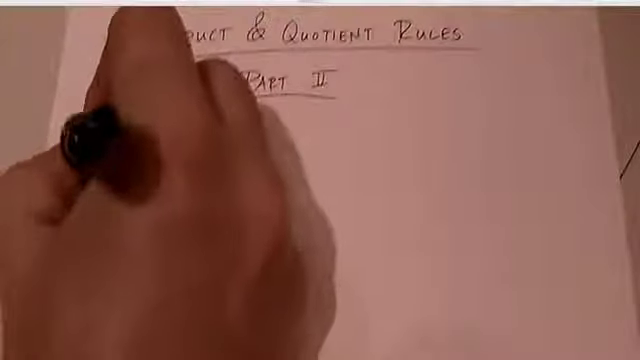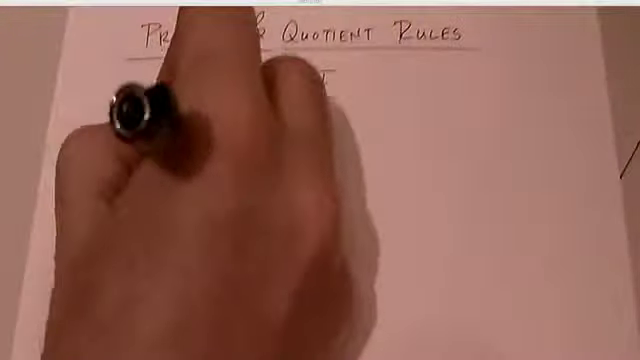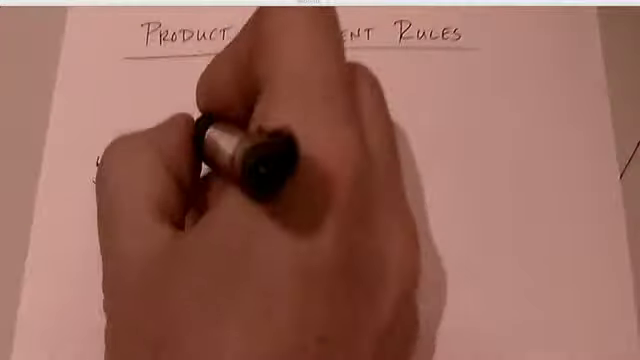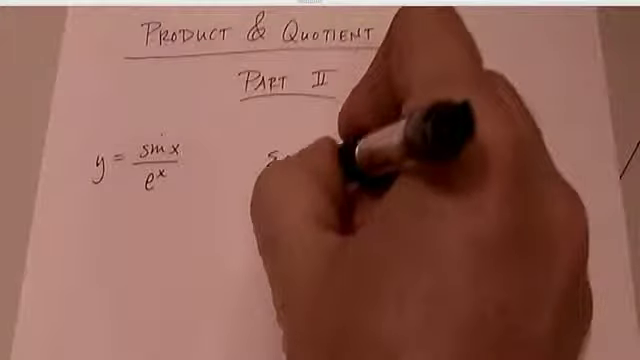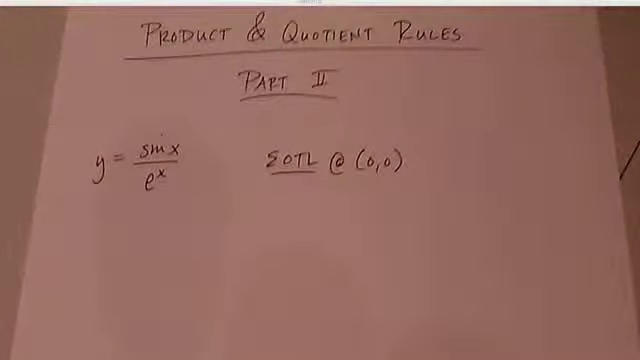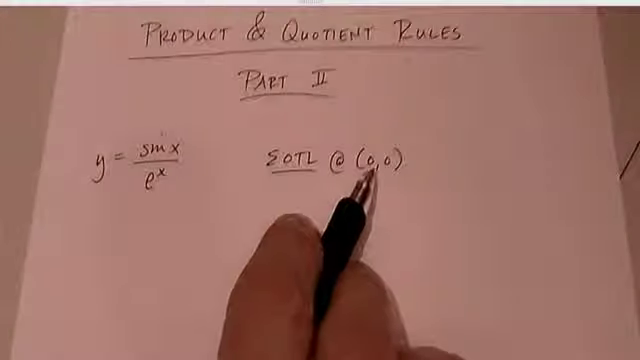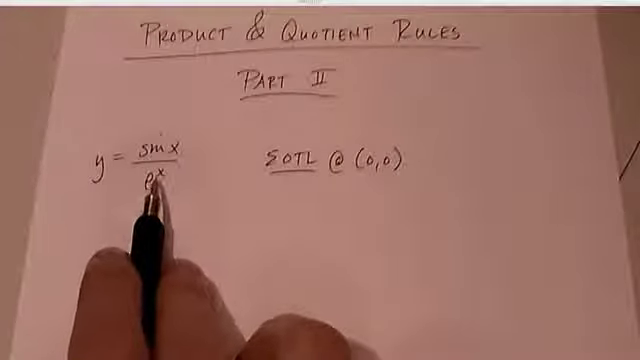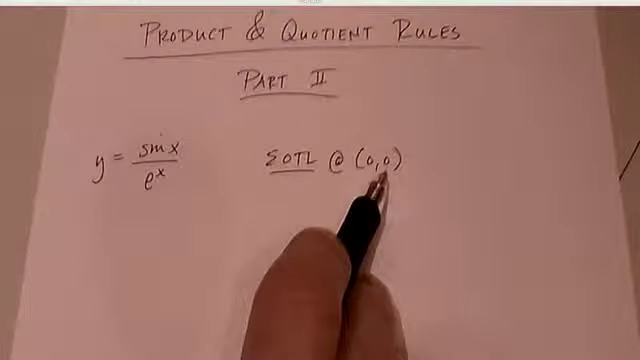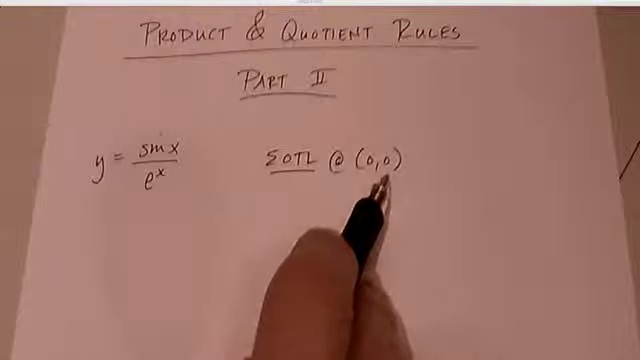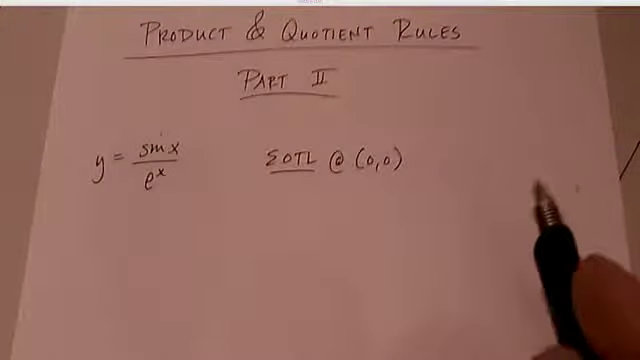The first one, let's start out with sine x over e to the x, and I want the equation of the tangent line at 0, 0. Okay. Well, first, let's confirm that this actually goes through 0, 0. Always a good idea. If you plug in 0 for x in the denominator, it's 1. If you plug in 0 for x in the numerator, it's 0. So 0 over 1 is your output. So when you plug in 0, you get an output of 0. It goes through the origin. Fantastic.